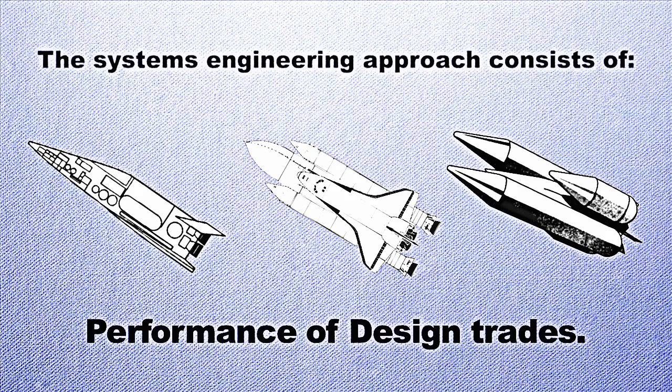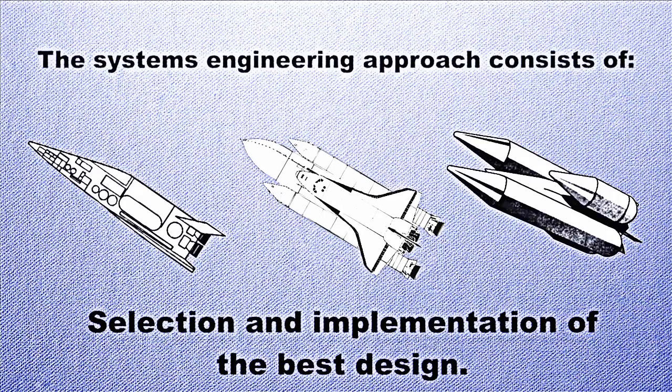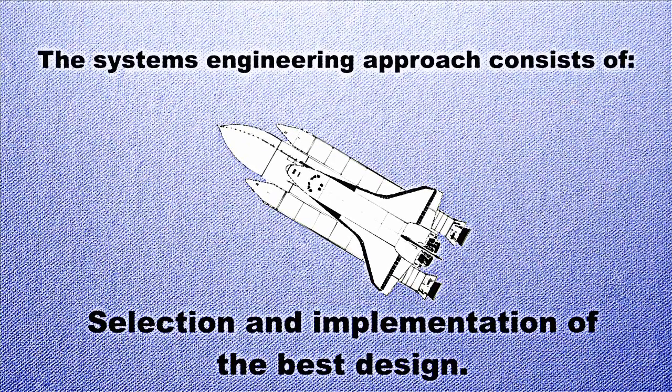Now you want to go through a number of trade studies. So the system engineering approach consists of performing trade studies, design trades, where you're starting to look at, well, which one of these potential systems might be the best at meeting that goal? What's the optimal way of achieving what I'd like to achieve with the system? So the system engineering approach consists of selecting and implementing that best design. Best is maybe some subjective, some objective.